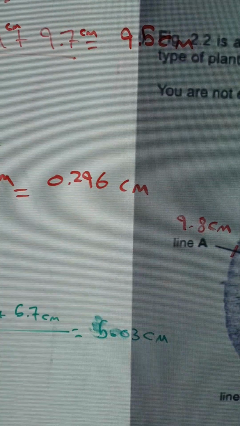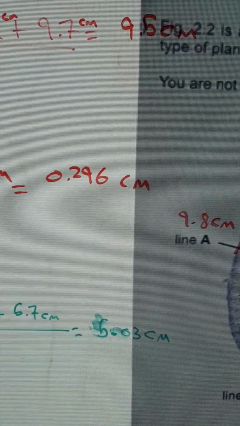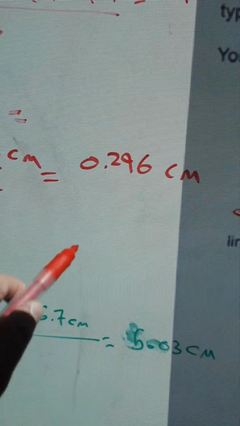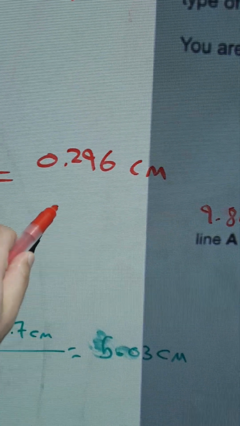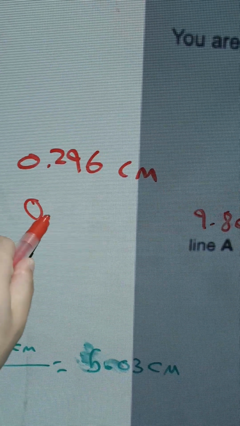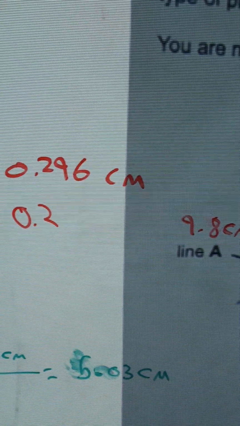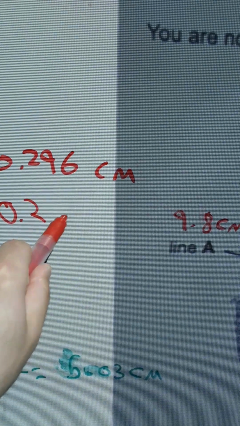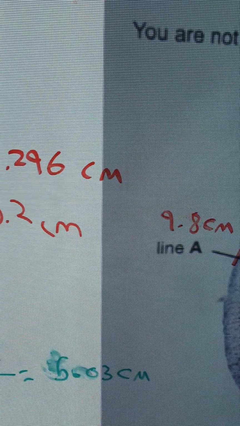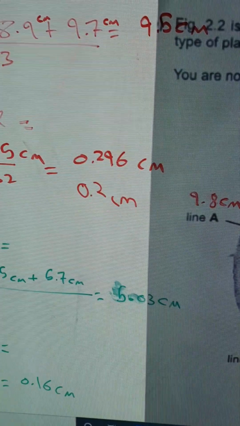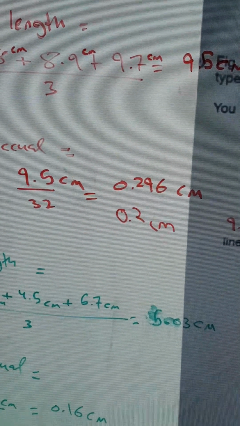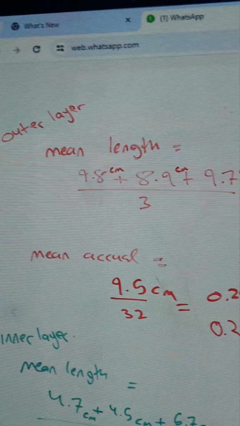Now, you need to make your answer accurate. As long as we are using centimeters, 1 decimal place is enough. Because your ruler can take only 1 millimeter, so that's going to be 0.2 centimeters. Okay, I'm using my left hand. 0.2 centimeters for the mean actual length for the outer line.